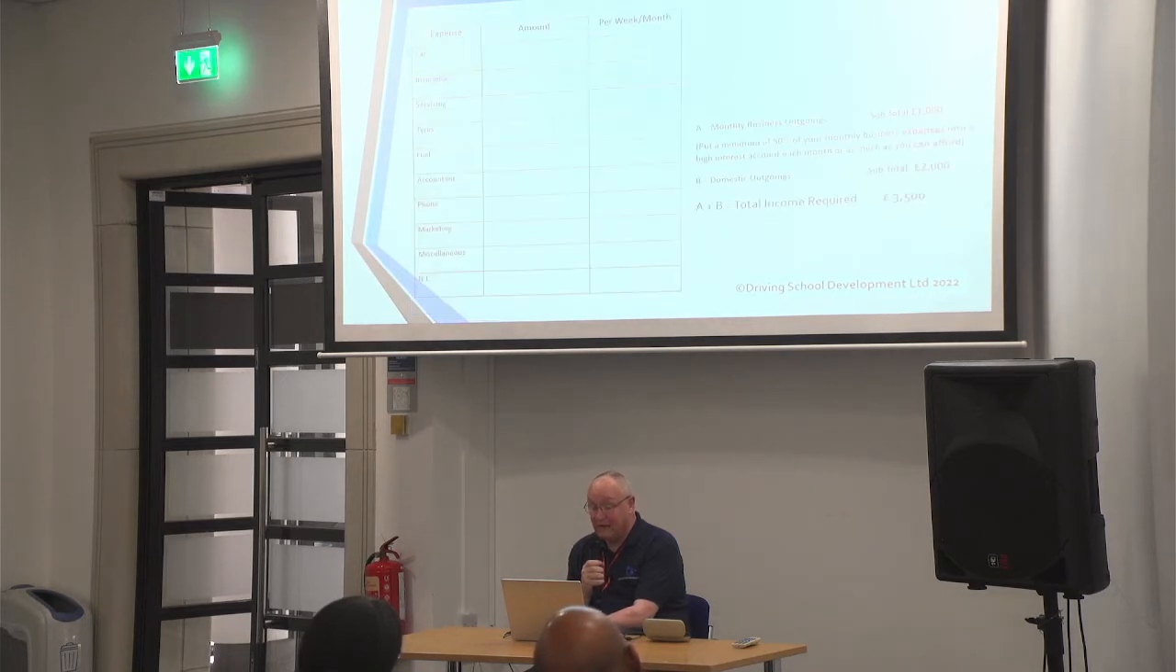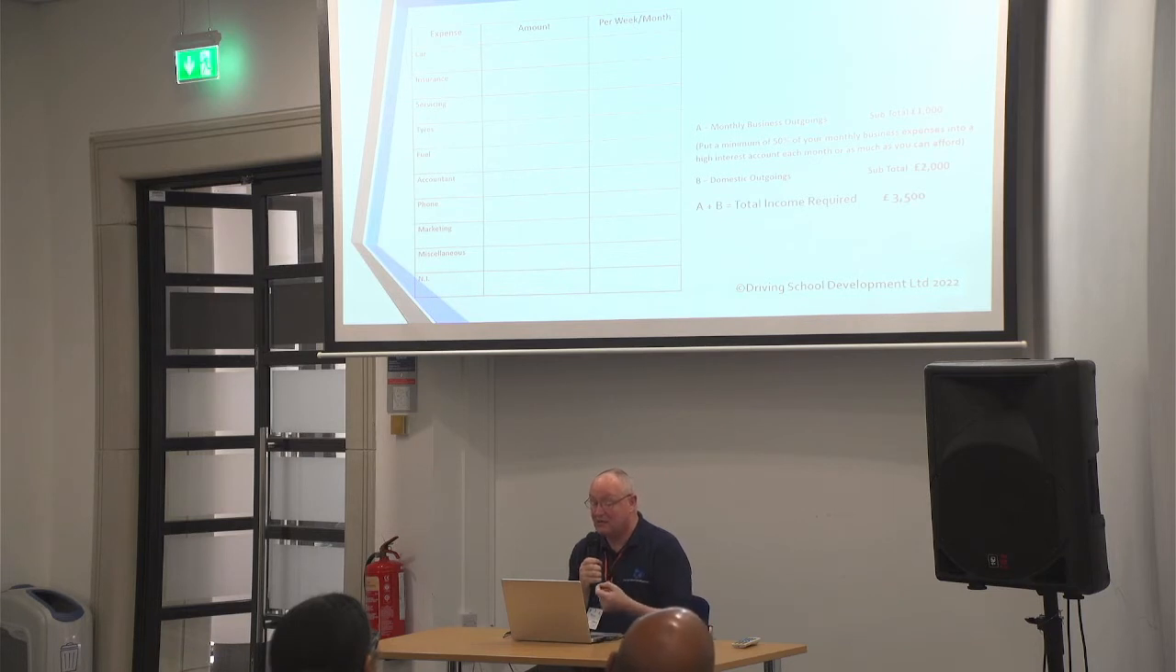B. And if you add all of this together, this gives you a total income required of £3,500. £1,000 for your business outgoings, 50% of that into a high interest account, that's 1,500. 2,000 for your domestic outgoings, which gives you a total of 3,500. Would anyone disagree that that's the correct total given the figures?